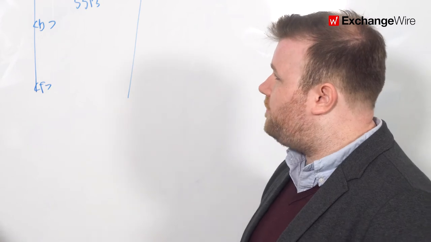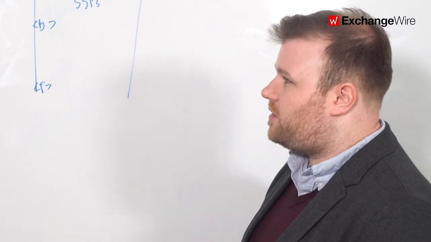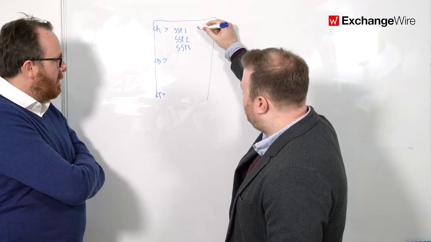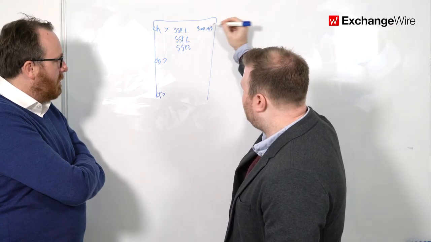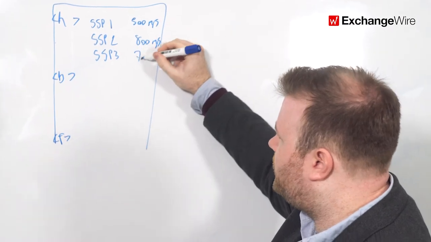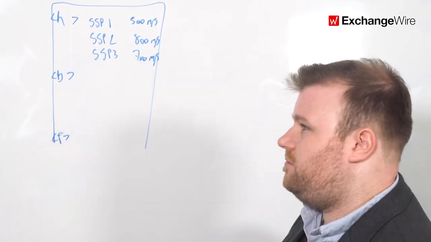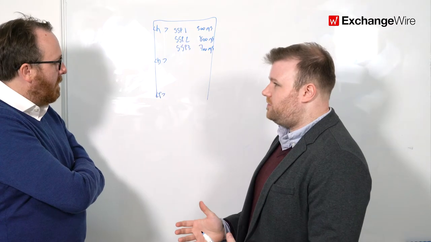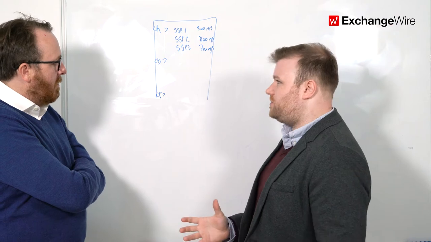Also, one of the things that we found is all of these SSPs can be working to different frameworks. SSP1 may be trying to respond within 500 milliseconds, SSP2 might be doing it within 800 milliseconds, and SSP3 might be doing 700 milliseconds. The problem is you've got three different headers on the page who are working to a different framework of how the auction should take place.